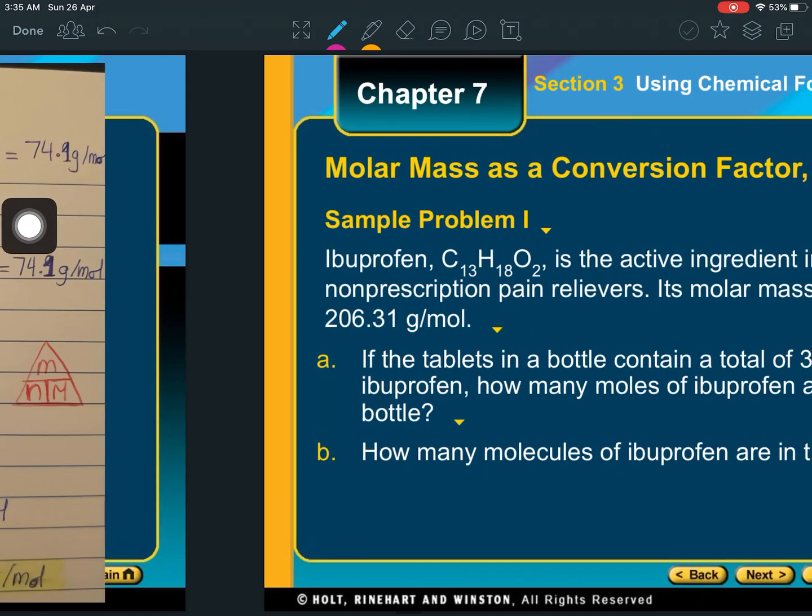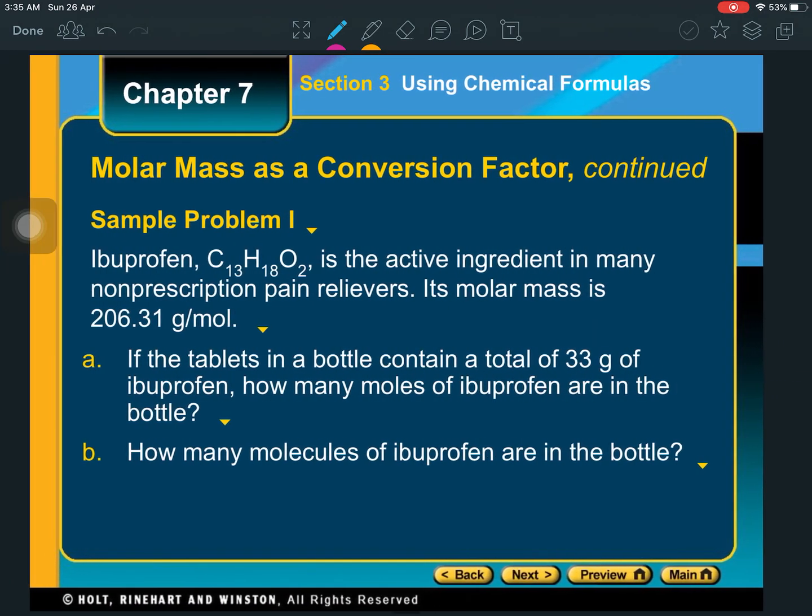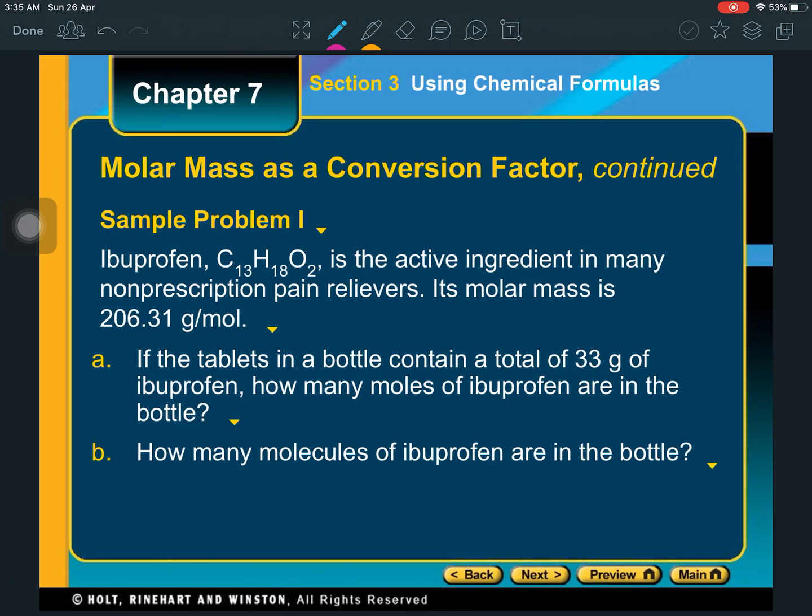All right, so let's try another question. In this question, it's going to be two parts. We're talking about ibuprofen. You guys know what this is. And the molar mass is given to us. So ibuprofen is an active ingredient in many non-prescription pain relievers. Its molar mass is 206.31 grams per mole. So here we're not going to actually have to calculate any of the molar mass because we just have it.